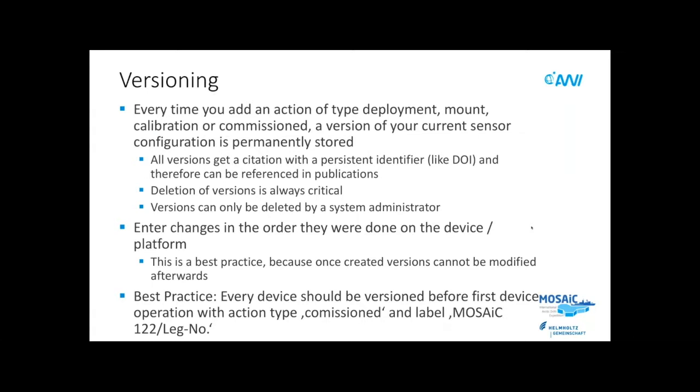Every time you add an action of deployment, mount, calibration, or commissioned, the version of your current sensor configuration is permanently stored. For deployment from the ship, we won't create a version, as we defined today. I also have to update the slides. Sorry for that. All your versions can get a citation. You have a DOI, and this can be referenced in your publications.